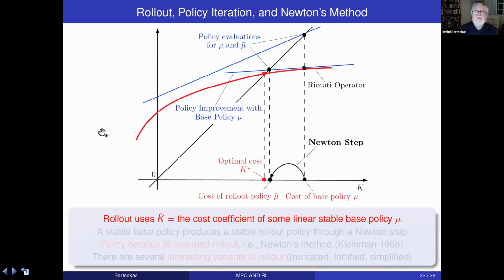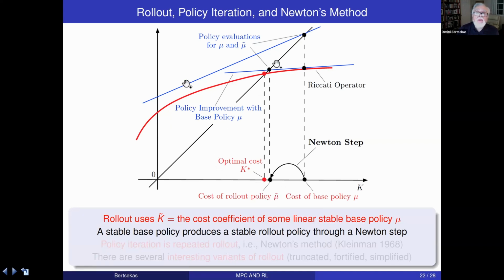Now, a related issue with stability has to do with the rollout algorithm. The rollout algorithm is the one that uses as K tilde the cost coefficient of some linear stable policy mu. This is called the base policy. And the important fact is that a stable base policy produces a stable rollout policy by a Newton step. So the cost of a stable policy always lies within the region of stability, and when you apply a Newton step to it, again, you obtain another stable policy. Now, this policy is called the rollout policy.